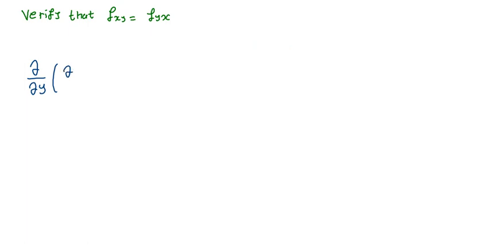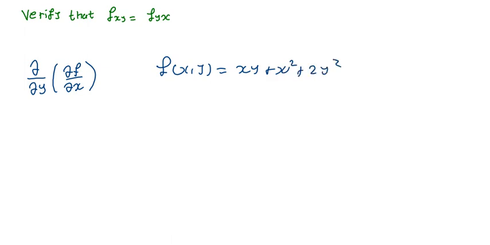Let's say in this case we have the mixed partial of f with respect to x. What this means is that you had a function f, such as f of xy equals xy plus x squared plus 2y squared. You have to find the partial derivative of this function with respect to x. Then whatever you get, you differentiate again with respect to y. That is what that means.